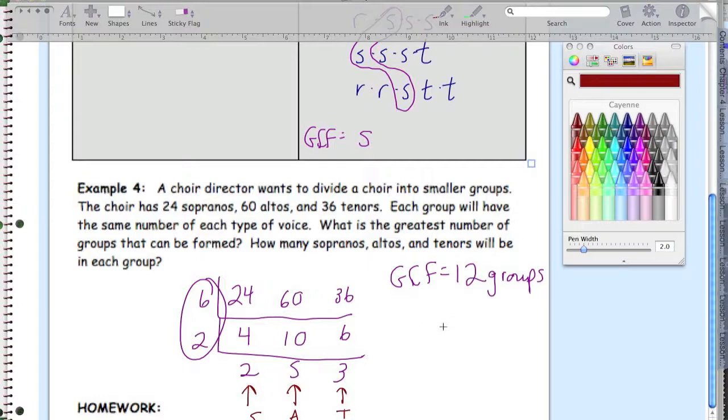So you would write this out a little bit nicer, in a nice word problem format, and you're good to go.